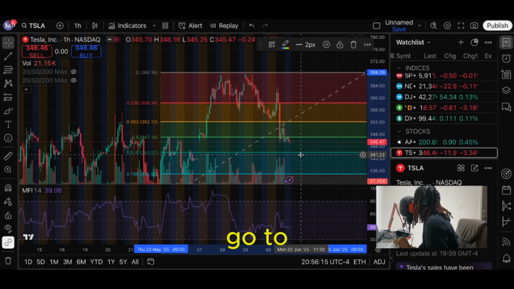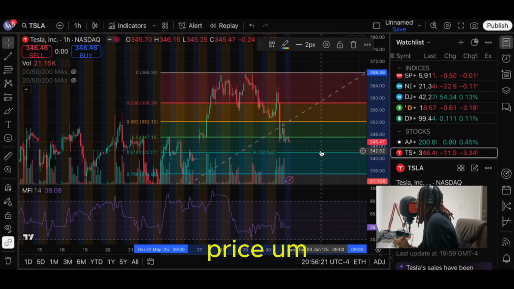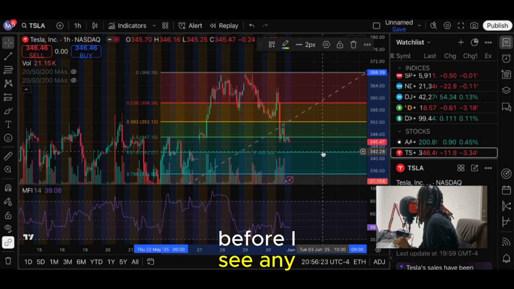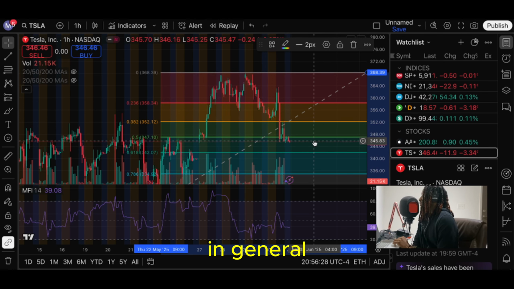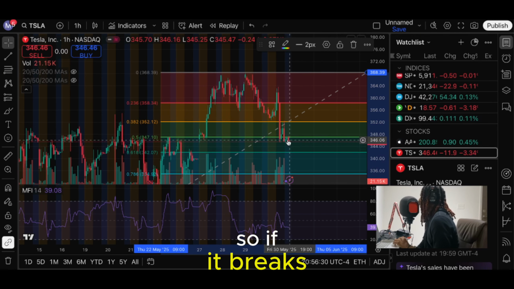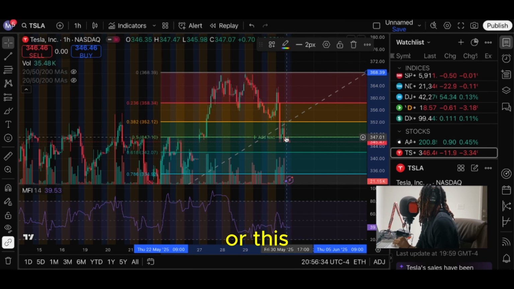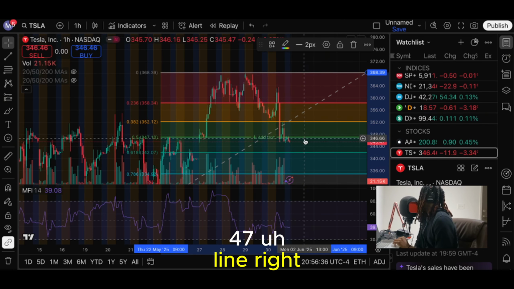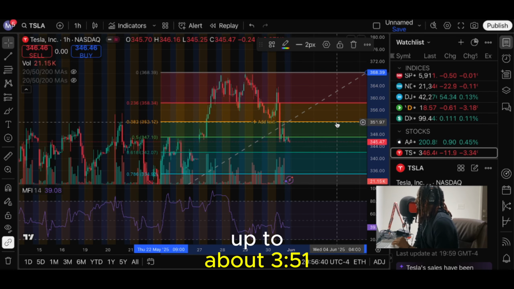It has room to go to 342. This could be the next level of support or the next target price that I'm looking at before I see any change of direction. So that's one way I look. That's how I use the fib in general, just for my support and resistance. So if it breaks this level 347 and drops, I'm like, okay, it has room to drop to 342. Or this 347 line right here could be my line of support. It can come back up to about 351.